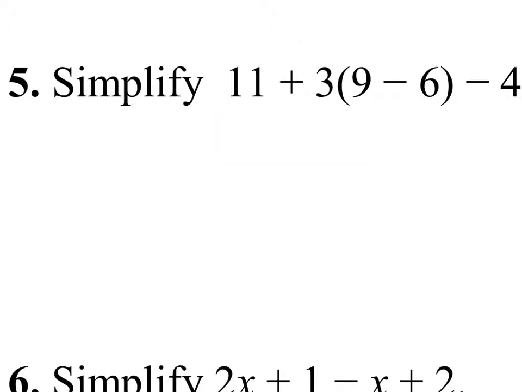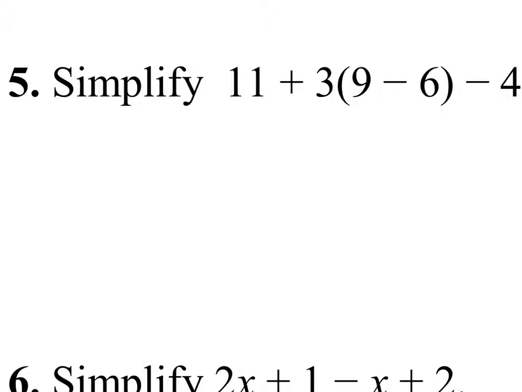All right, number 5 just says to simplify, which really means that in this case we're going to evaluate because there are no variables. So we can use order of operations if we choose, which is actually what I'm going to do. So just be careful. Some people do 11 plus 3 first right here. No, that's very bad. We don't want you to do that because that's out of order.